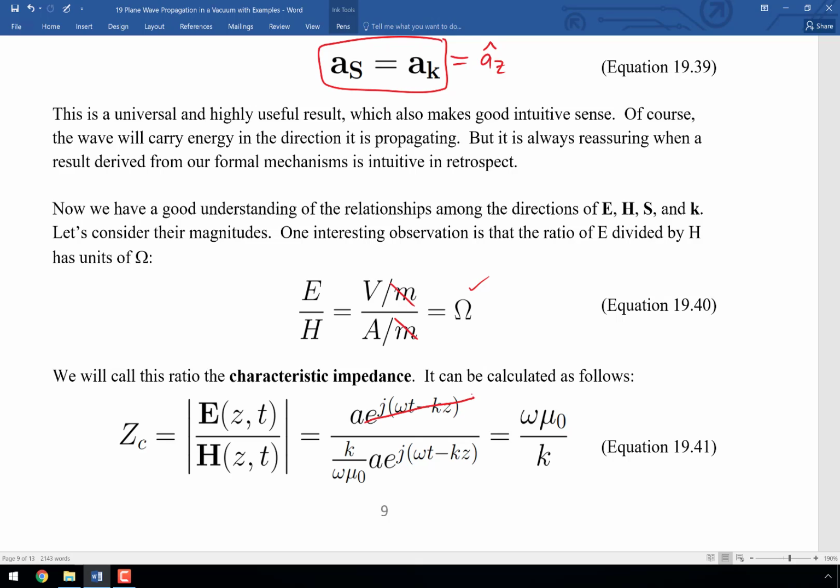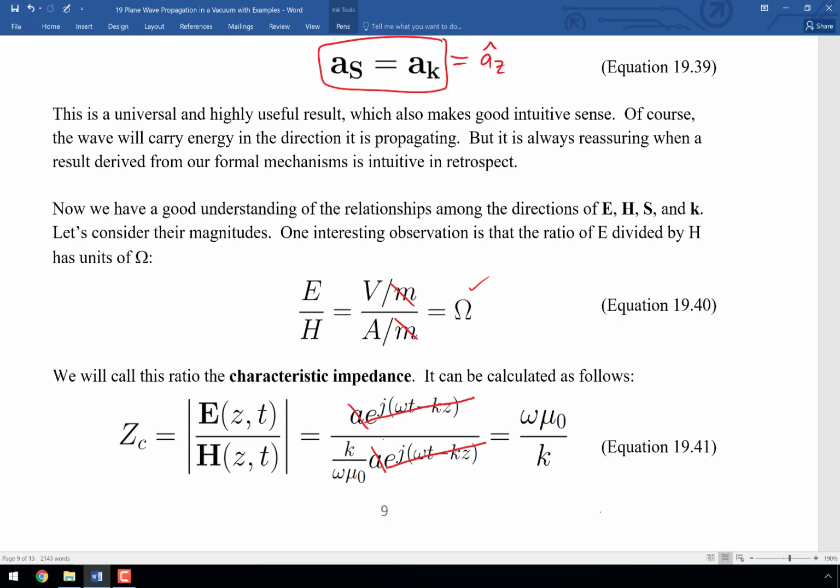Well, we can take the magnitudes. The e to the j omega t minus kz terms are going to cancel, and the a's are also going to cancel. So we're left with 1 over the quantity k over omega mu sub 0. Flip the denominator and it becomes the numerator. We have omega times mu sub 0 over k.